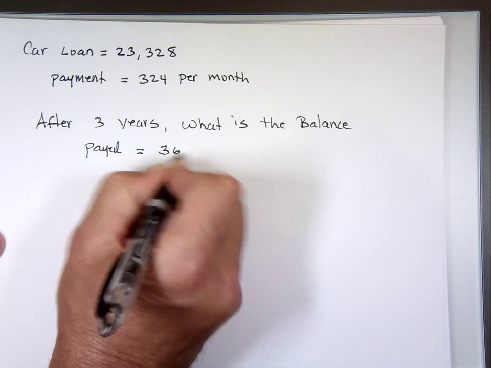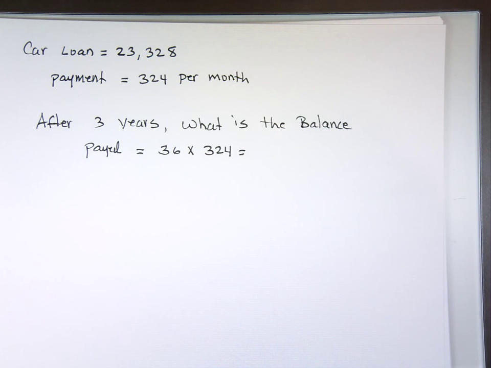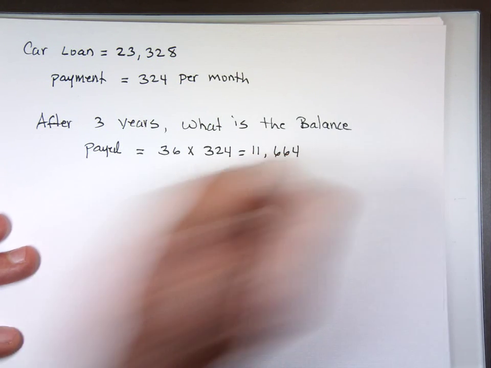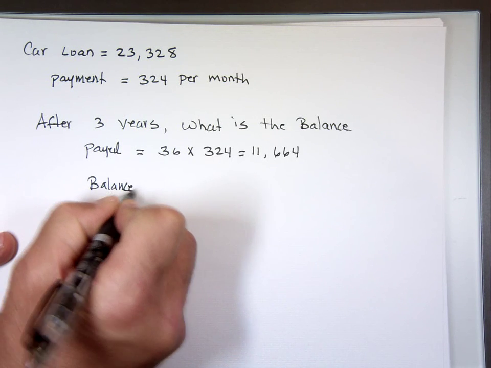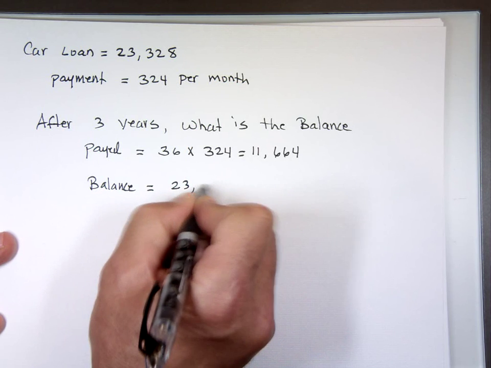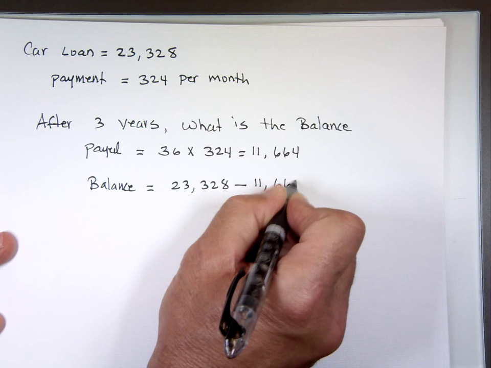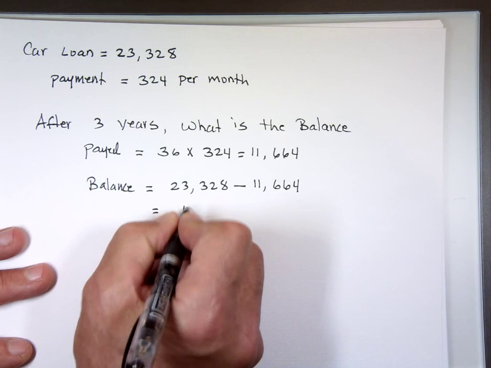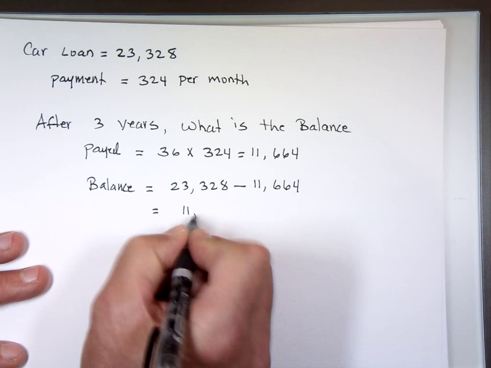36 times $324 a piece, which is $11,664. That's what you paid. What's the balance? It's going to be $23,328 minus the $11,664. Oh, you're halfway through because it's 72 payments, right? 6 years. You still owe them $11,664.